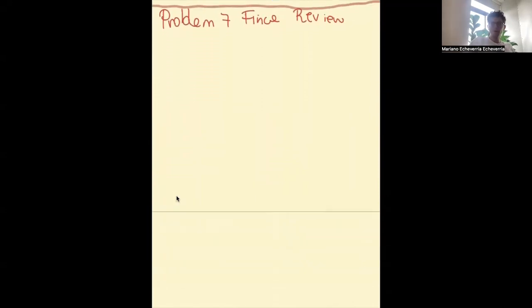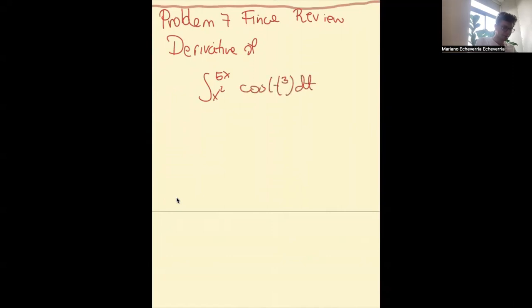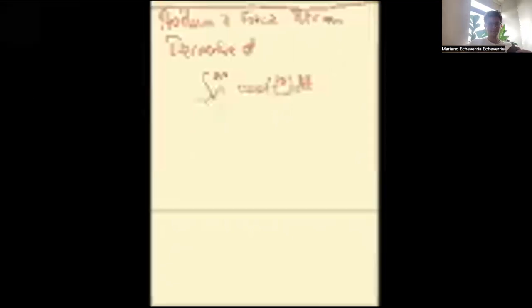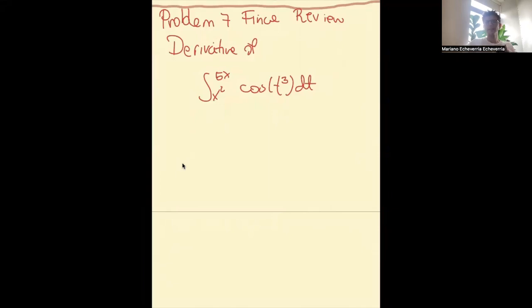So the thing about this problem is that you want to find the derivative of the integral from x squared to 5x of cosine of t cubed dt. Okay. So let's see. The thing is, this is like a fundamental theorem of calculus problem.